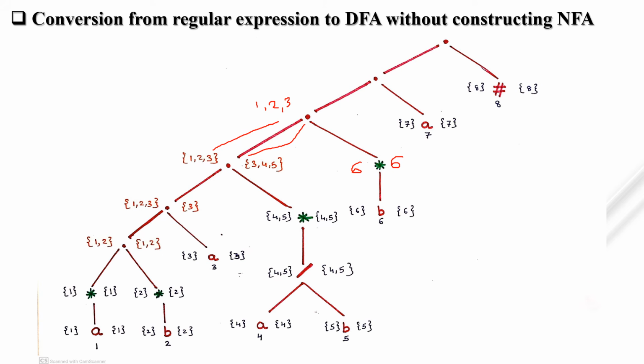But the C2 is nullable. If it is nullable, then we have to put the last position of C1 union last position of C2. So what is the answer? 3, 4, 5, 6 here.